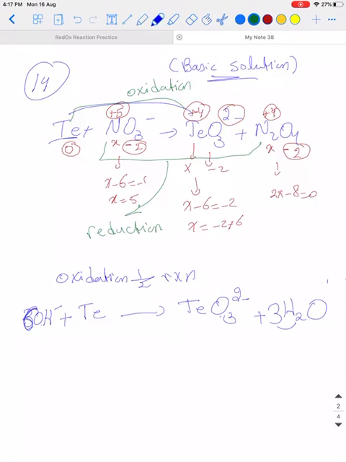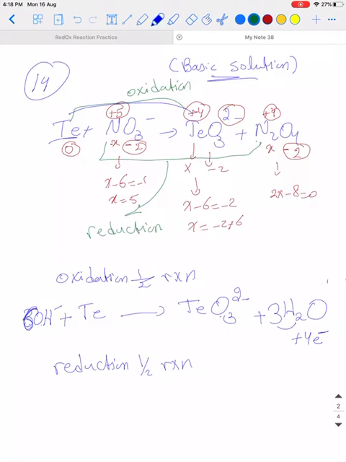Now let us balance the charge. We have 6 minus on the left side and 2 minus on the right. So I add 4 electrons such that the charge is equal. The charge is equal on both sides of the reaction.